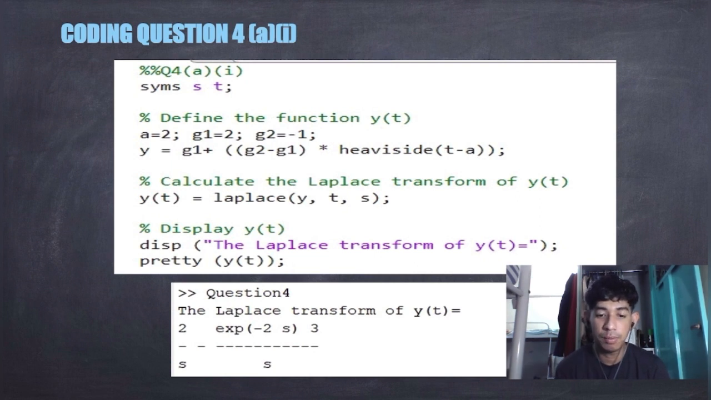The Laplace transform of y(t) is found to be 2 divided by s times (s plus 2) plus 3 exponent negative 2s. This result demonstrates the transformation of a time domain function into the Laplace domain. By using the Laplace transform, we can analyze and manipulate functions in a more convenient algebraic form.